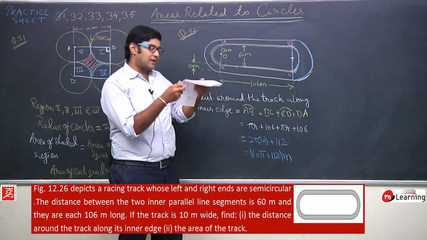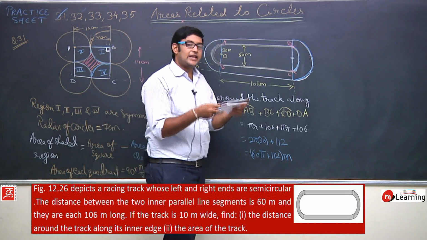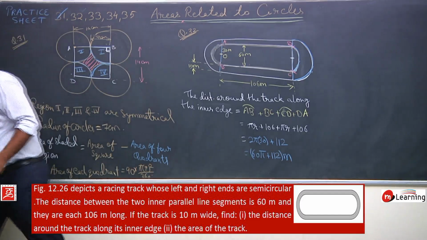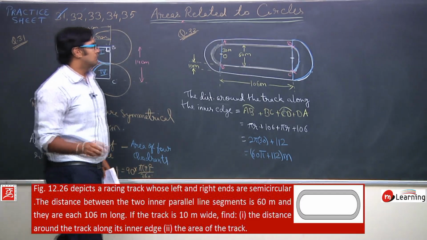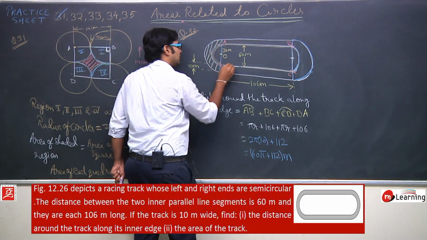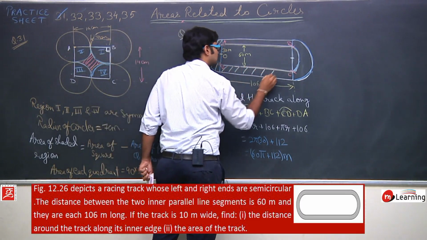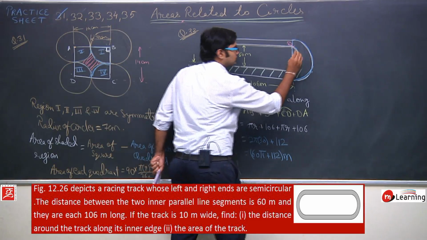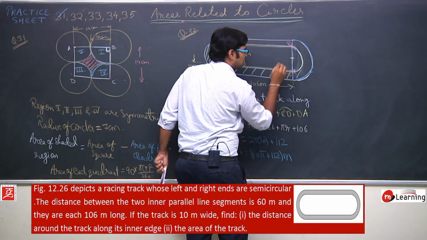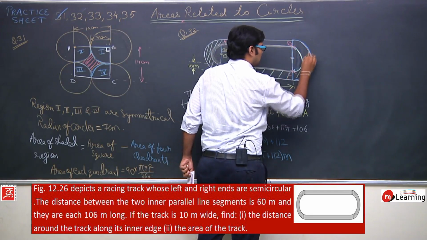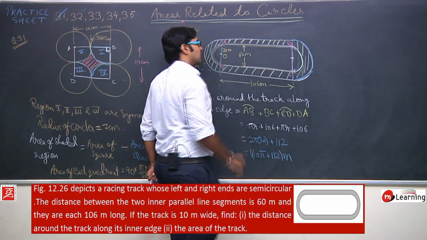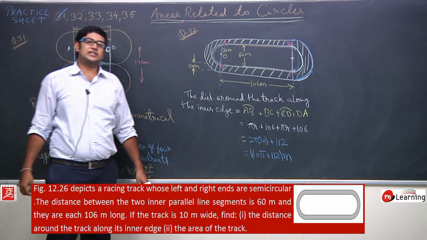Now what the second part says is, find the area of the track. Now what will be the area of the track? Let us mark the area of the track. This will represent the area of the track. This is the area. Okay. Now, how to calculate this area?